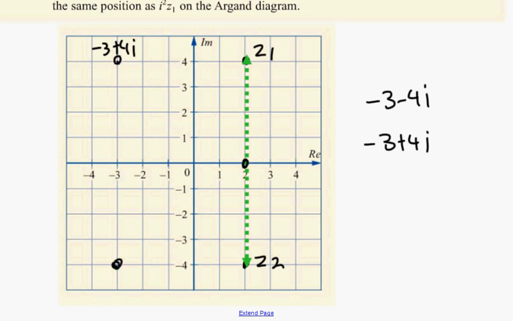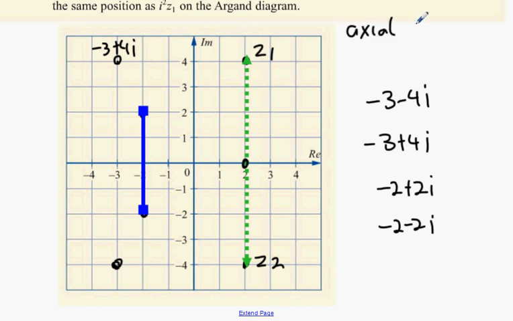I'll give you another example. What about minus 2 plus 2i? Where is that located? Here. What's the conjugate of minus 2 plus 2i? And where is that located? Once again, it's axial symmetry in the x-axis. So I'll just write that down. Just a bit of extra learning there. Axial symmetry in the x-axis. Okay, so that's a bit about what the conjugate actually does from a graphical point of view.